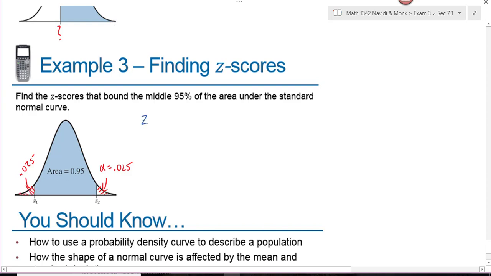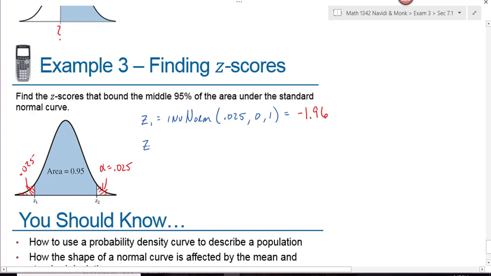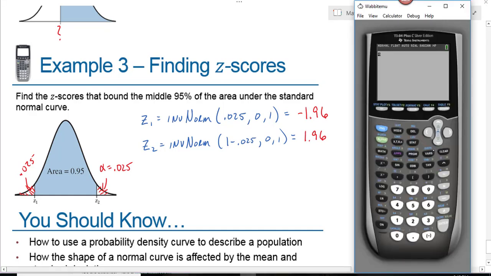To find the first z-score, I would use inverse norm. What would I use for my area? Z sub 1 is this first one right here. What do I use for the area for this z-score? 0.025. It's the area to the left of this z-score that I'm looking for. That's this number right here. The mean is 0, the standard deviation is 1. And when I put that in my calculator, what do I get? Negative 1.96. To get the second z-score, what would I do? Inverse norm, 1 minus 0.025, 0 and 1, and that's going to give me what? Positive 1.96.